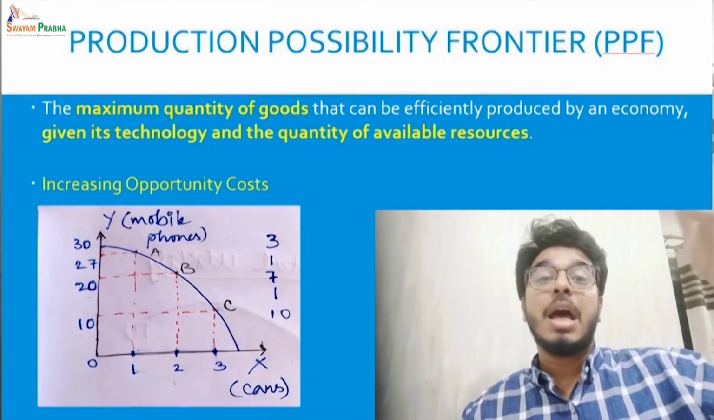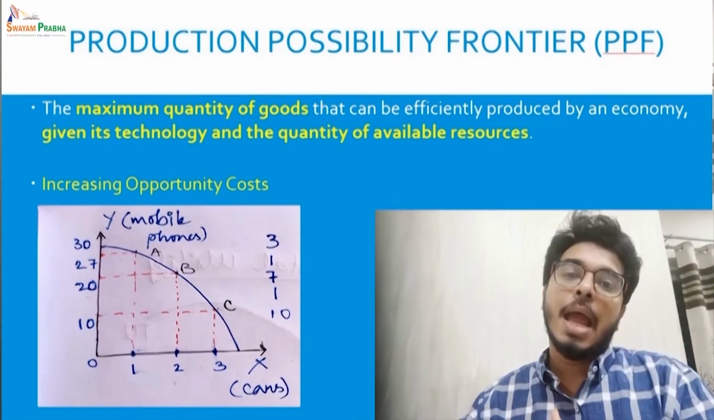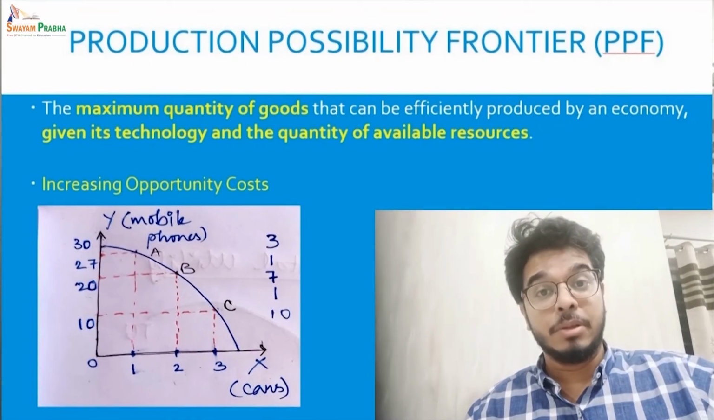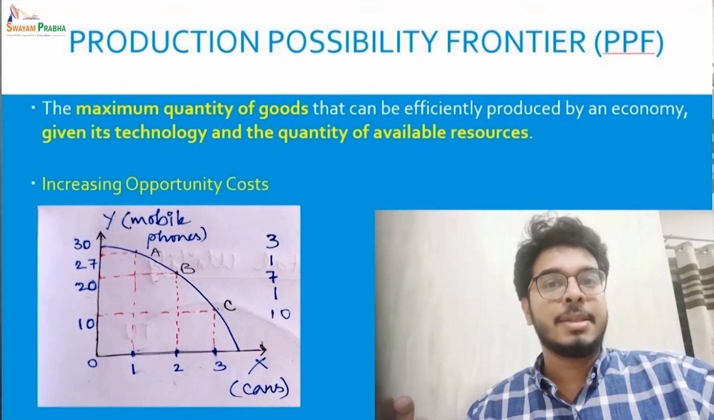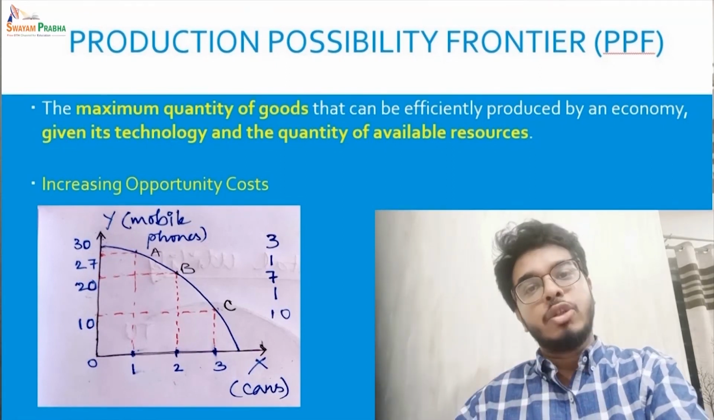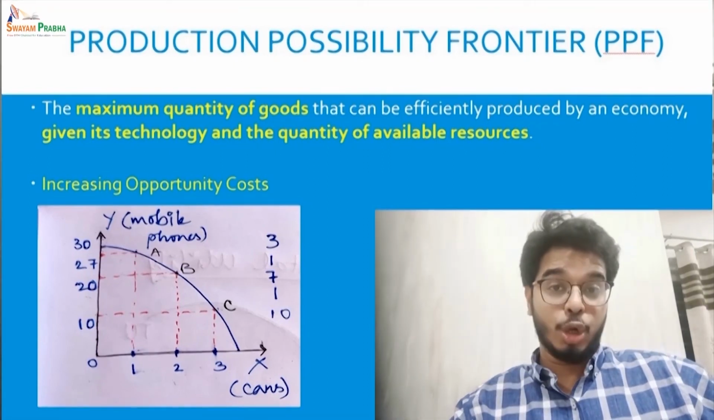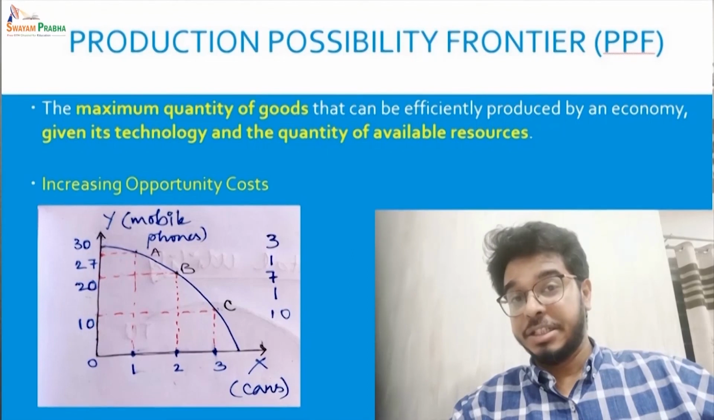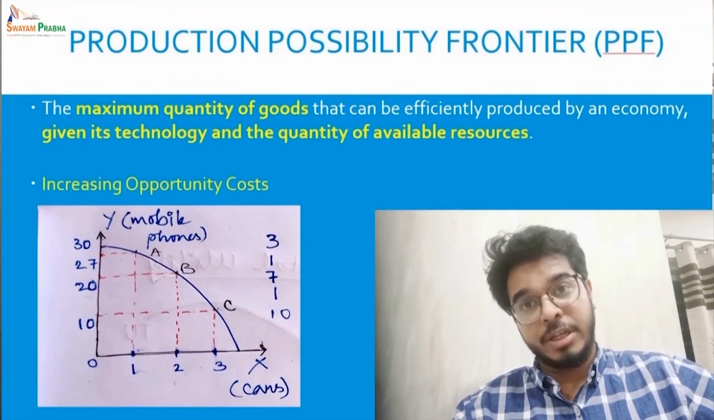Why efficiently? Because I have multiple options. I have multiple combinations, even if two goods, right? Given my technology, given my available resources, my budget constraints, I can make many choices, but whatever is the best one, if I can attain that, then that's an efficient production. So it's the maximum quantity of goods that can be produced efficiently by an economy or an economic agent, by a firm, by an industry, by a state, by a country, given its technology, what is available to them, and the quantity of available resources.